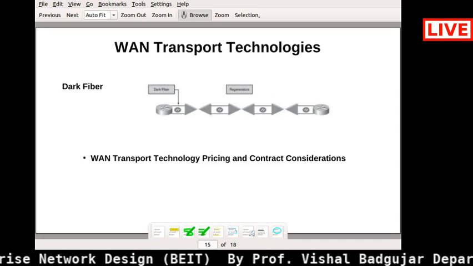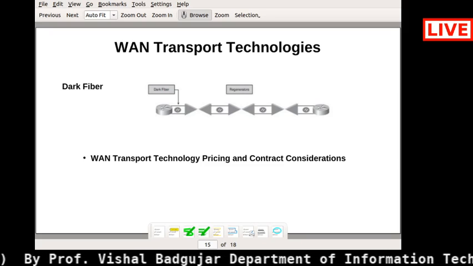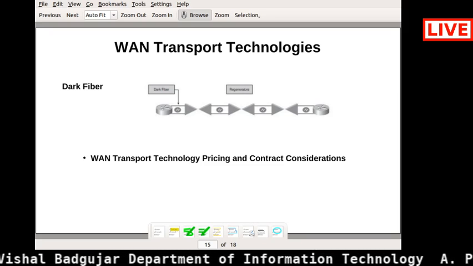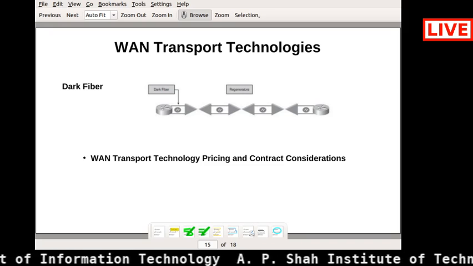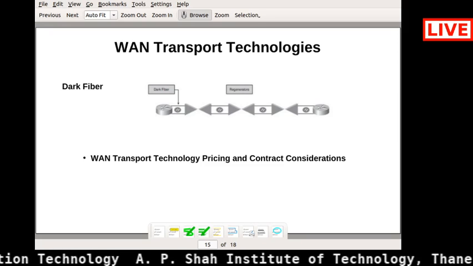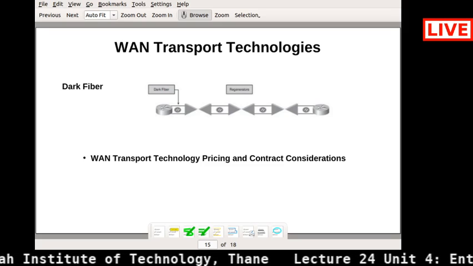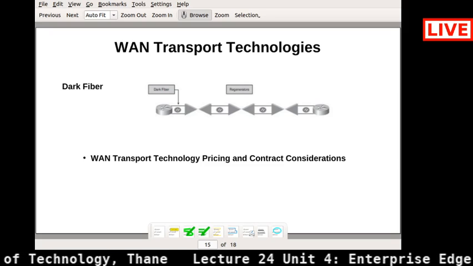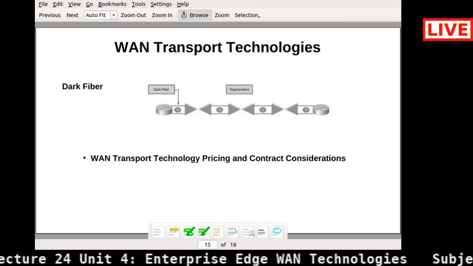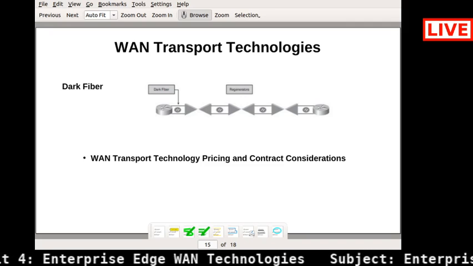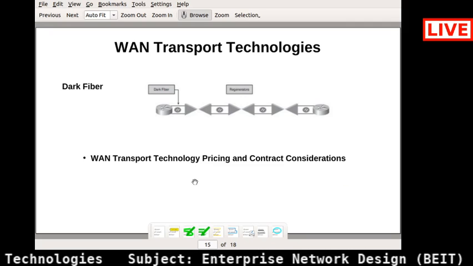In that also, the service level agreement is a very important point. If you are going to use some technology from a service provider, then the service level agreement will be helpful for you if you have any kind of problem in the future with respect to that technology, right? So all these things you need to keep in mind while choosing the WAN transport technologies, right?